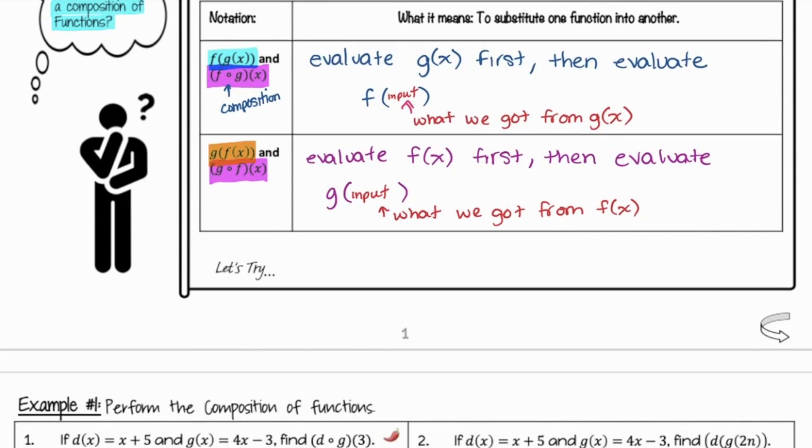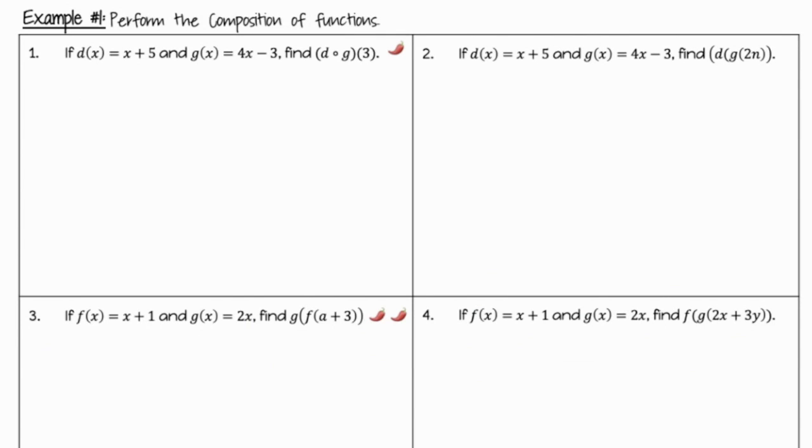Let's look at example 1. For example 1, we are applying the composition of functions. It says if d of x is equal to x plus 1 and g of x is equal to 4x minus 3, find d composed of g, where my input is 3. This is my first input.